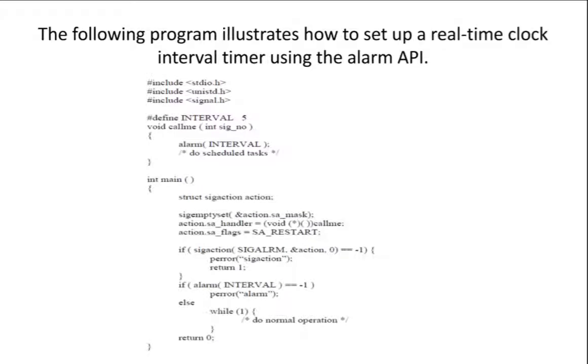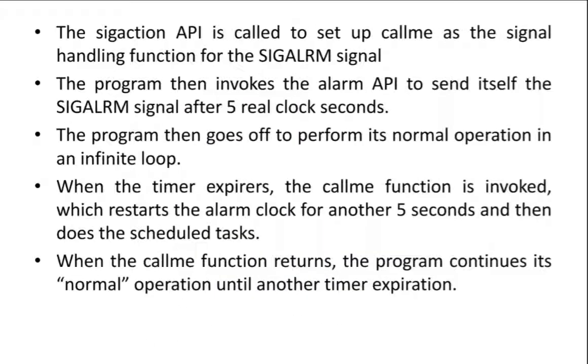You know that the execution starts from main. That's why I'm starting from main. With sigaction, you are defining the action. That is the first statement. Here I have defined the interval. What is the interval size? 5 seconds. I will explain that.